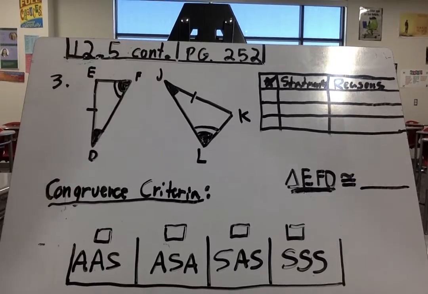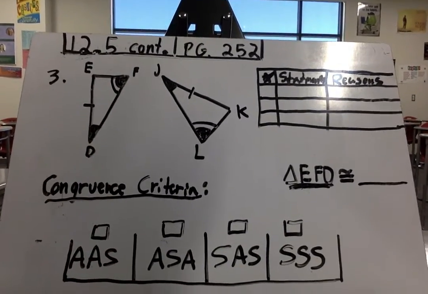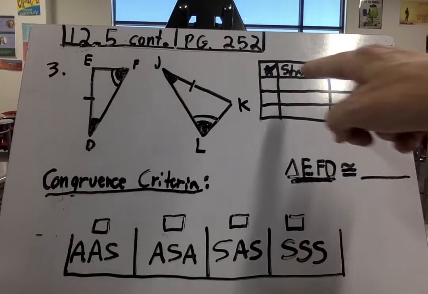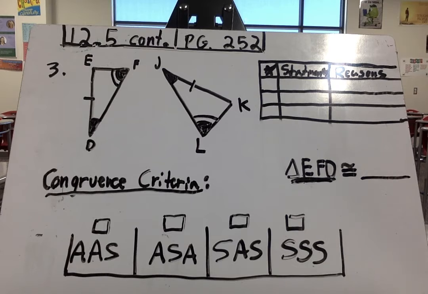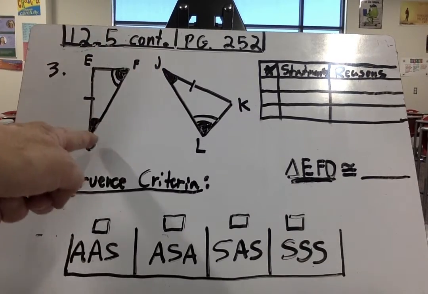Okay, so it's number 3 on page 252. And we have statements and reasons here. So, first thing we want to say is the things that are given. What is given? And I'm going to say that angle J right here is congruent to angle D.